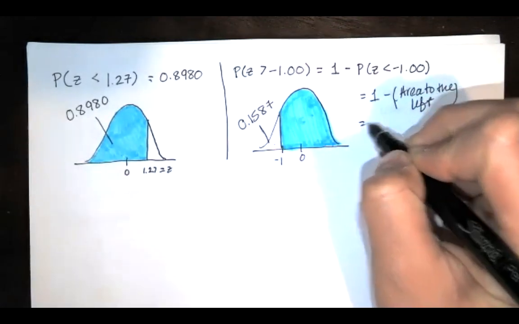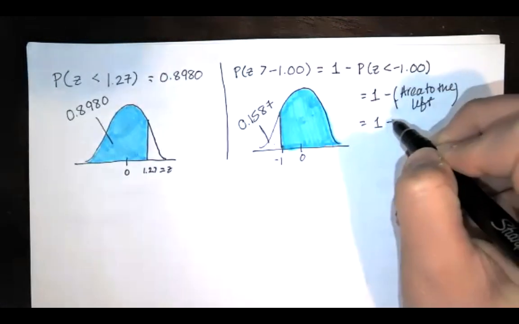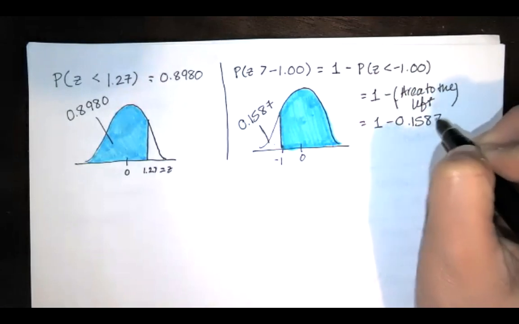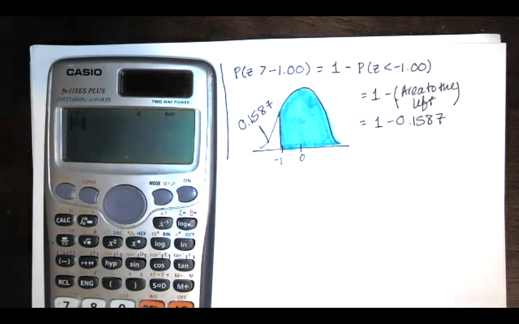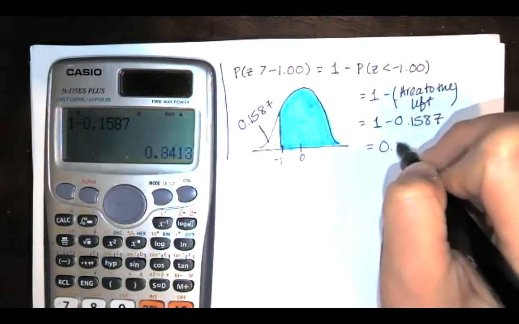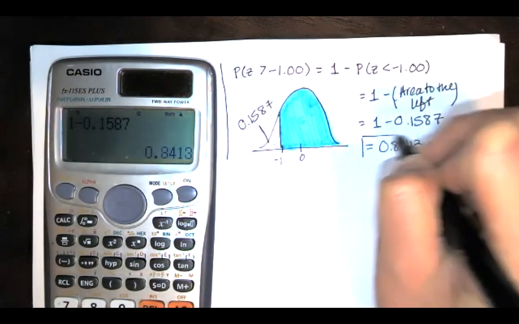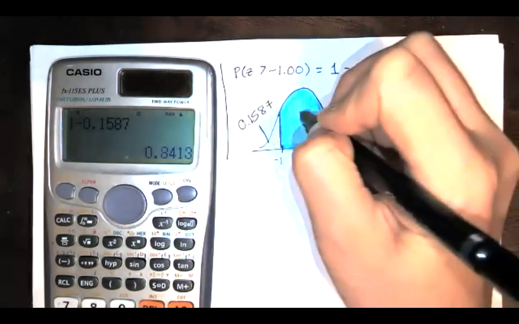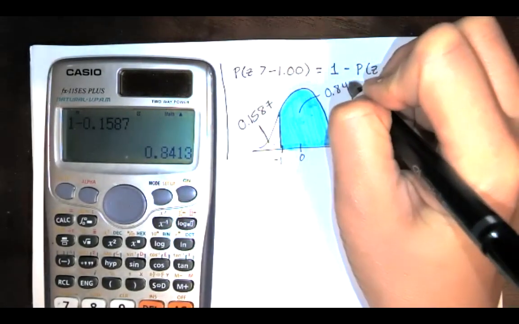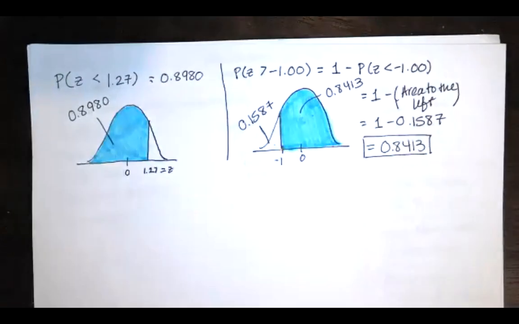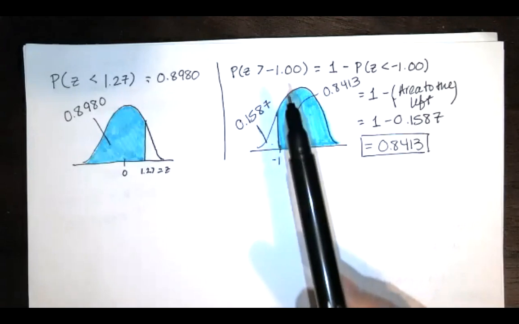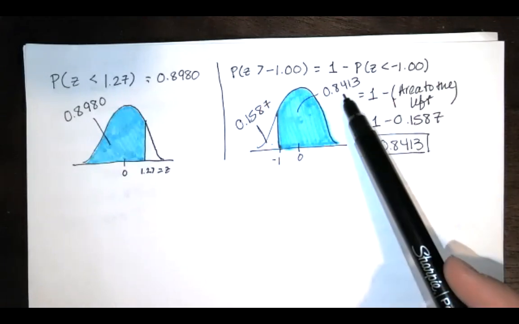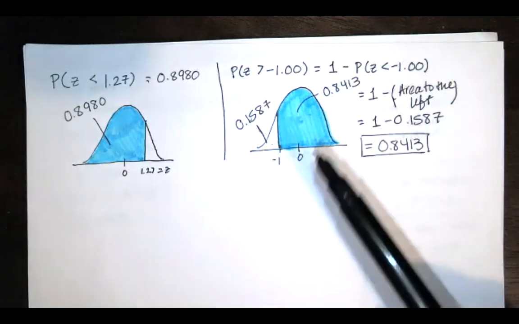So if I want the area to the right, I just subtract that area to the left from 1, and that's going to give me the area on the other side. So you have 1 minus 0.1587, which equals 0.8413. And that's it. That's the area to the right. So if I'm interpreting that as probability, I would say the probability of somebody having a normal bone density test score is 84.13%.